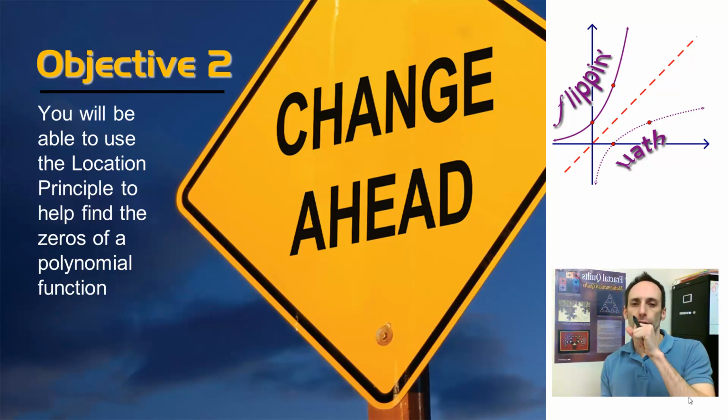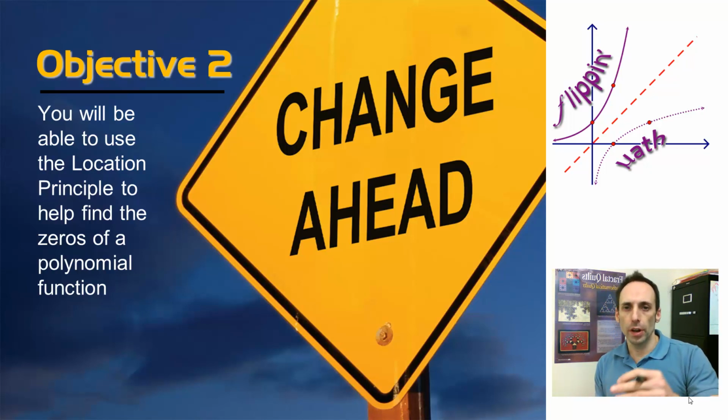In objective 2 for this lesson, I'm going to use this thing called the location principle to try to figure out some zeros of some polynomial function. So in the picture here you see a sign that says "change ahead," and it's a clever visual pun. You're looking for a sign change. That's exactly what the location principle is based on: sign change. Don't believe me? Take a look.